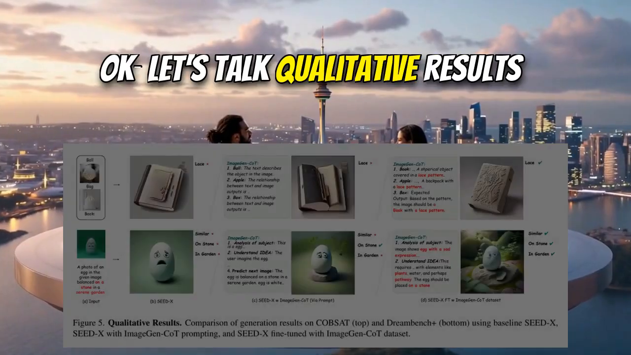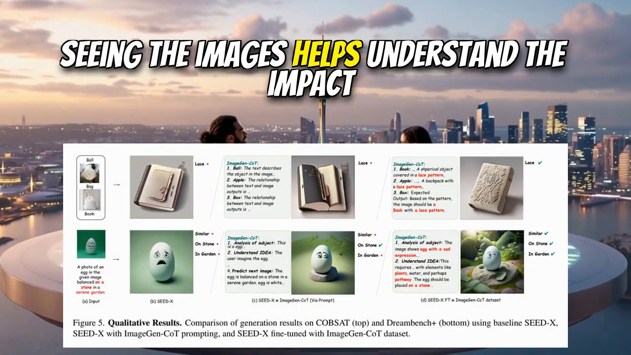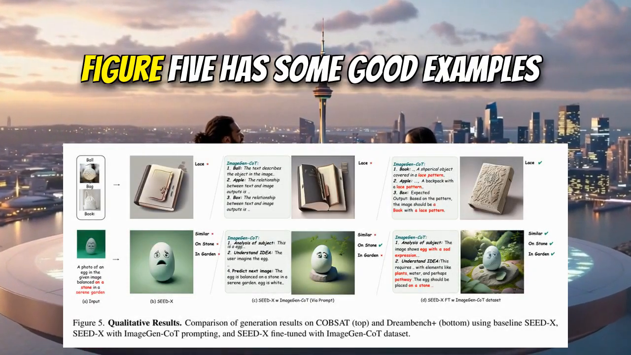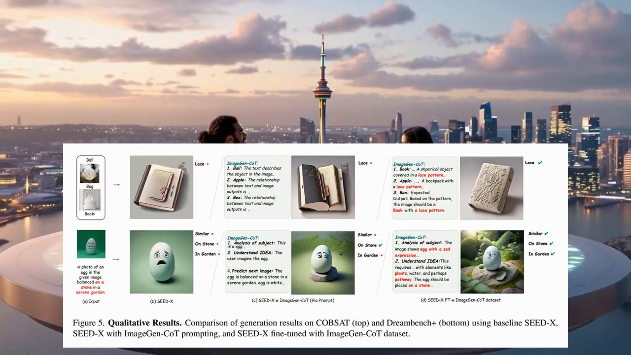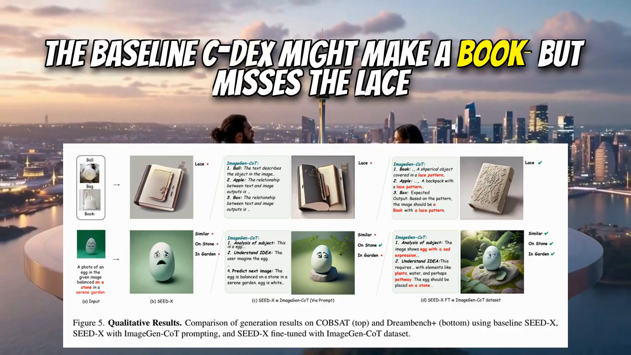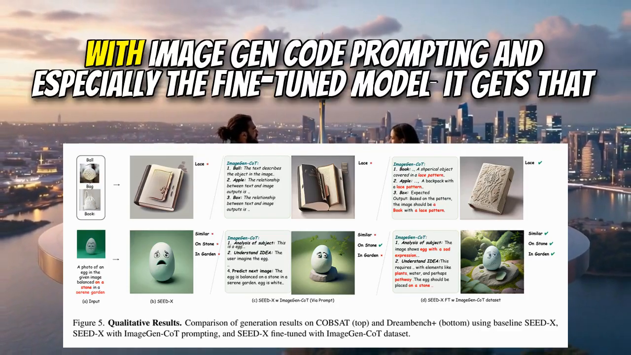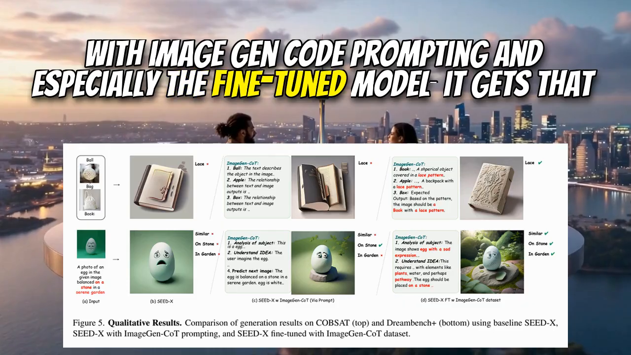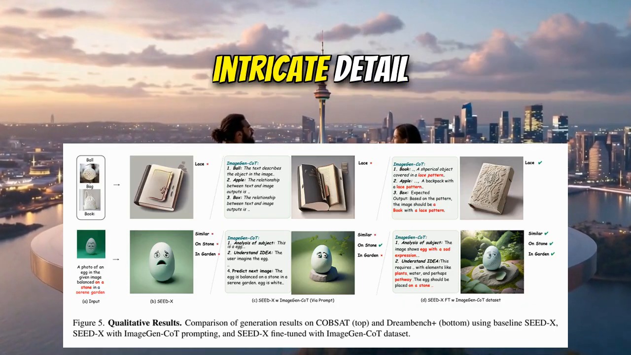Okay, let's talk qualitative results. Seeing the images helps understand the impact. Figure 5 has some good examples. It does. You see the CopySat lace book example again. The baseline SeedX might make a book, but misses the lace. With ImageGen-CoT prompting, and especially the fine-tuned model, it gets that intricate detail.